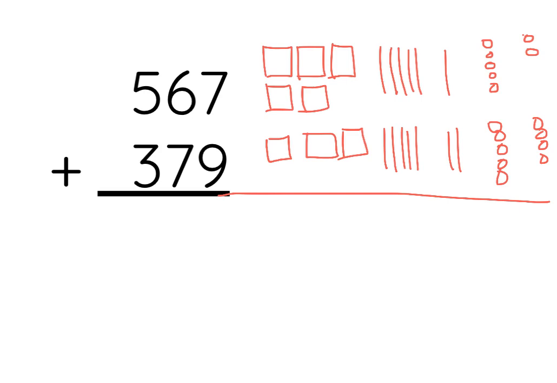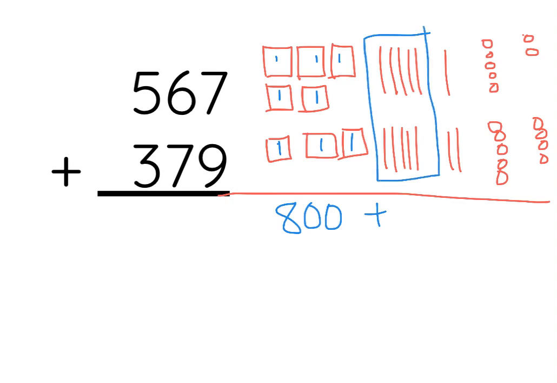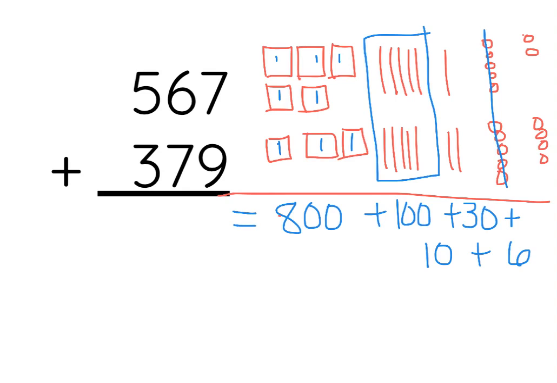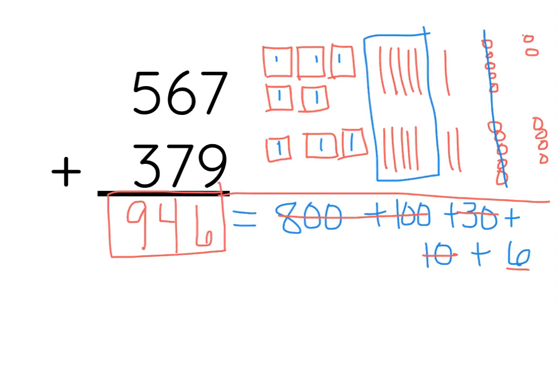So we have 100, 200, 300, 400, 500, 600, 700, 800. Oh, 50 and 50 make another 100. A 30. There's that 5 and 5 we love, which is 10. Even I ran out of room. And an extra 6. So 800 plus 100 equals 900. 30 plus 10 equals 40. And our 6. Nice job.